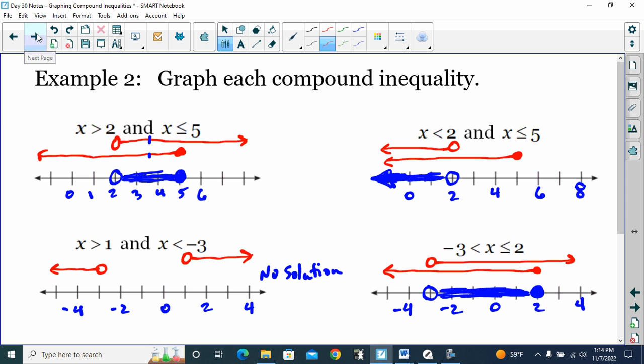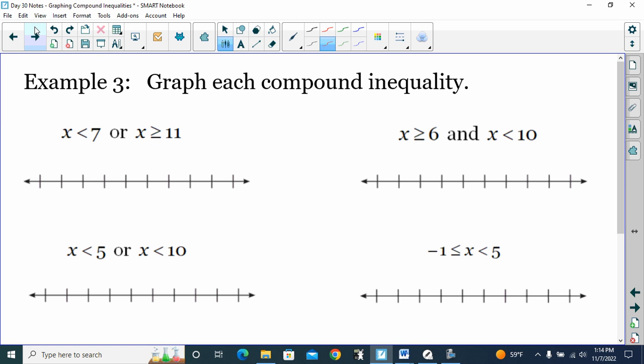Example 3 is one for you to do. I want you to try these 4. You can pause the video. Everybody in the class try it. Once you think you have them, you can play the video and it'll show the solutions.